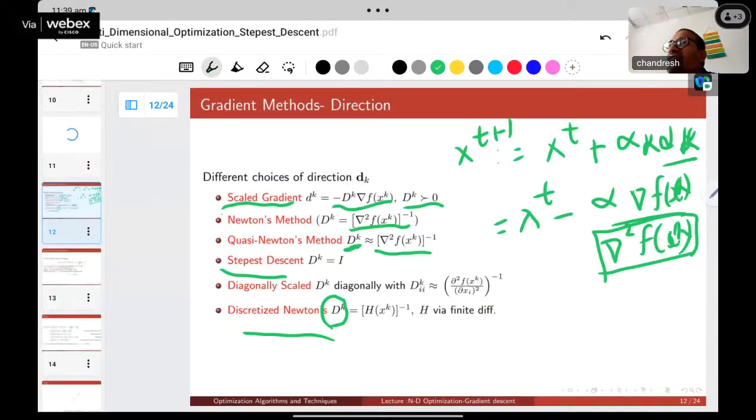Anyone here who doesn't know what a Hessian is? Hessian is a matrix. It is a positive semi-definite matrix that contains partial derivatives of second degree. Gradient contains partial derivatives of first degree. Hessian contains partial derivatives of second degree.